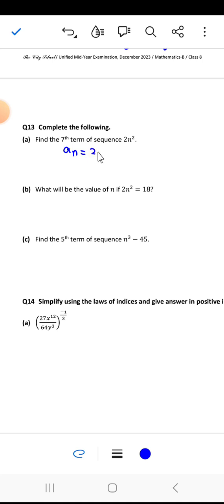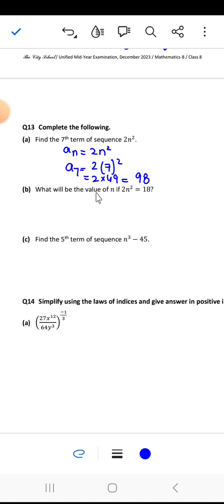An is equal to 2n square. So I need to find a7. So I will put n is equal to 7. So basically it will be 7 square. Now the square will be taken first. So 2 into 49. Double of 49 is 98. So 98 is the answer.